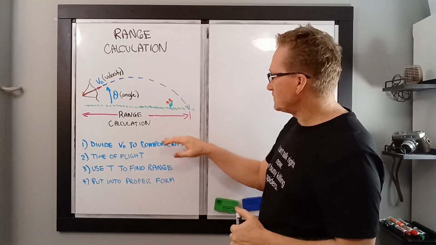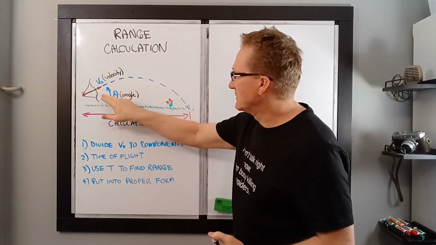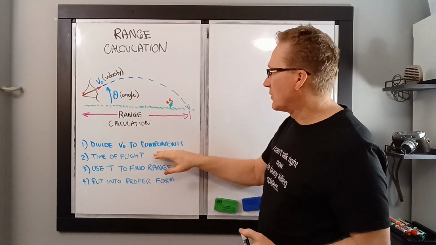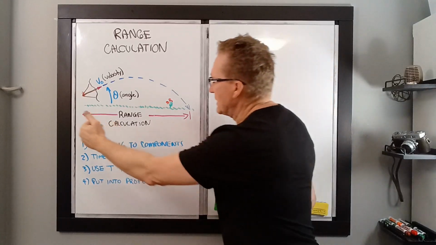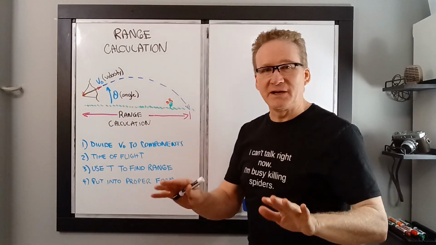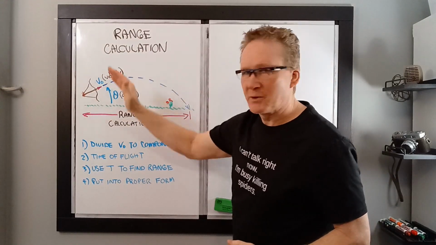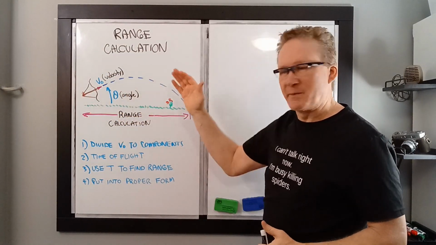The first step we're going to do is divide the initial velocity, that's v naught, into x and y components, because the x component and the y component in these kinds of problems act completely independently. The only force would be gravity acting on the y component, but the x component is independent of that.